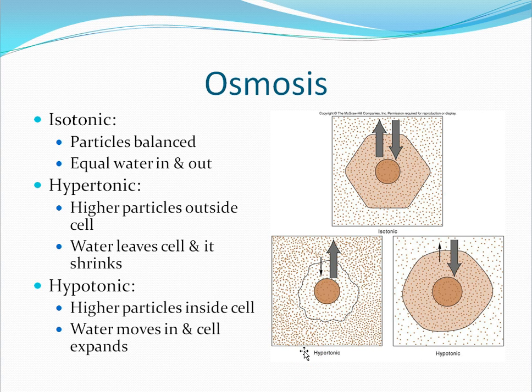In this scenario, more water will leave our cell and the cell will begin to shrink. If our cell is placed in a hypotonic solution, now there are more particles inside of our cell compared to the outside environment. In this scenario, water will begin to rush into the cell and it will start to expand. This could be very dangerous to our cells because if too much water enters our cells, they may rupture and burst.